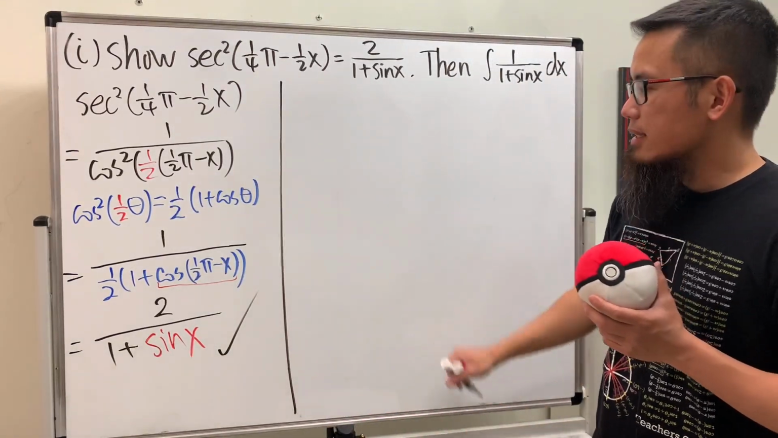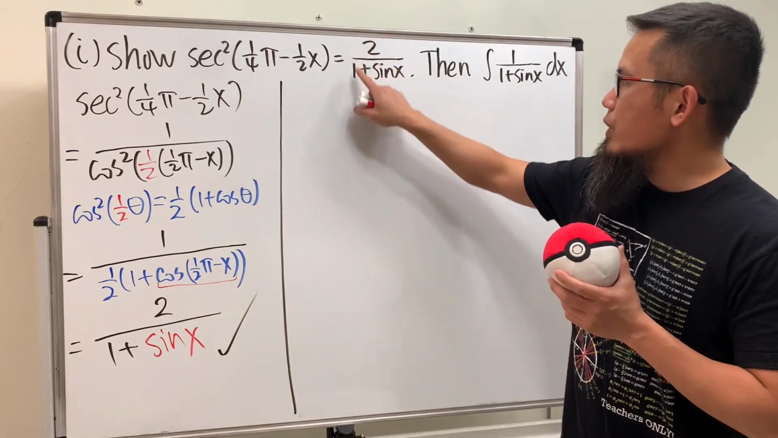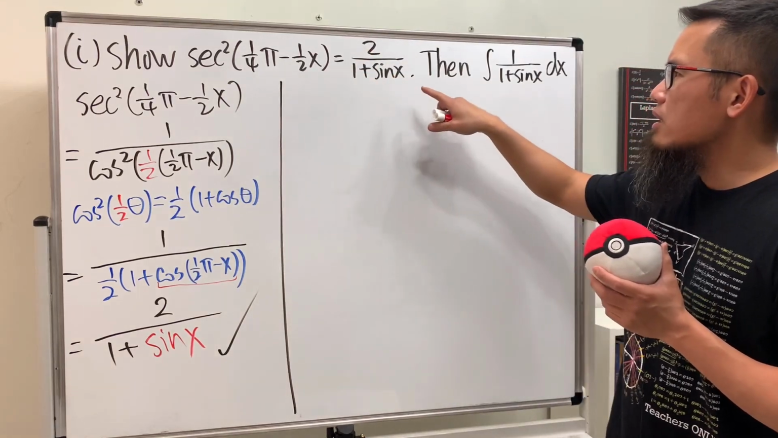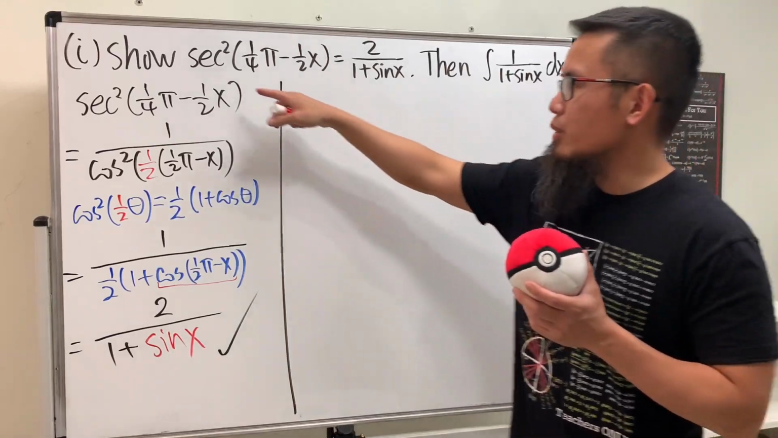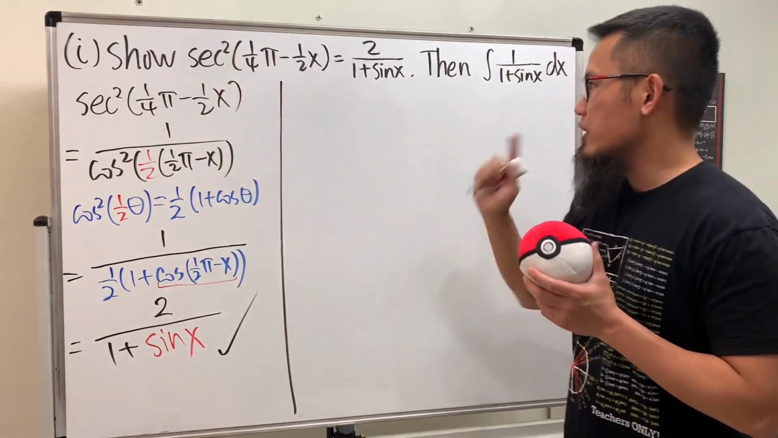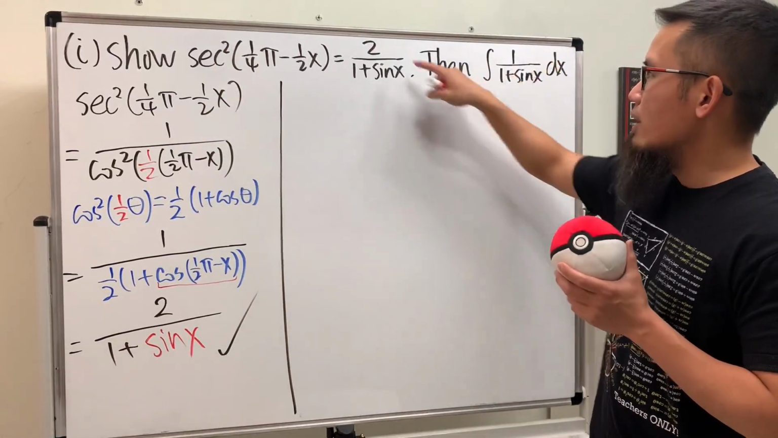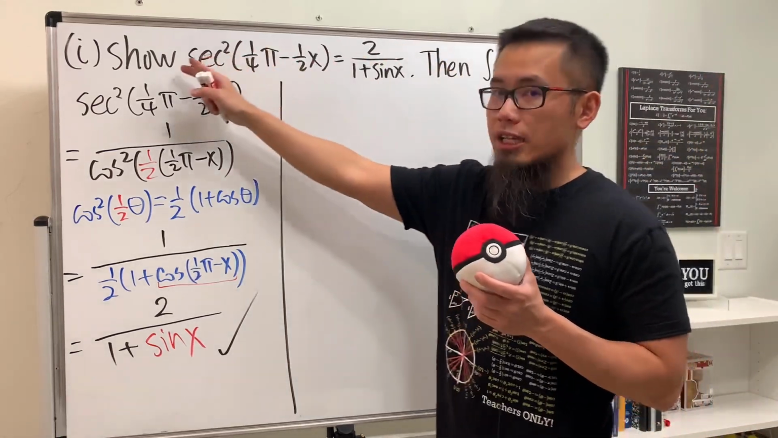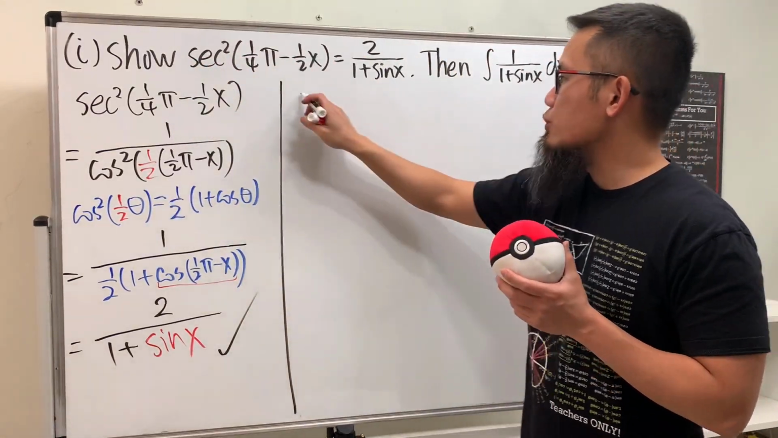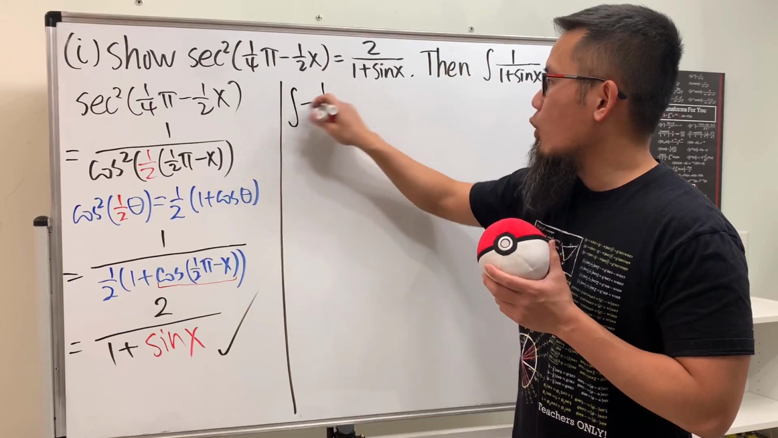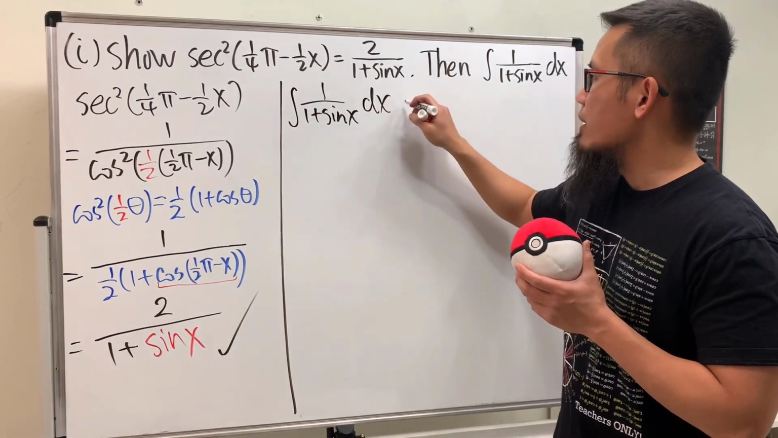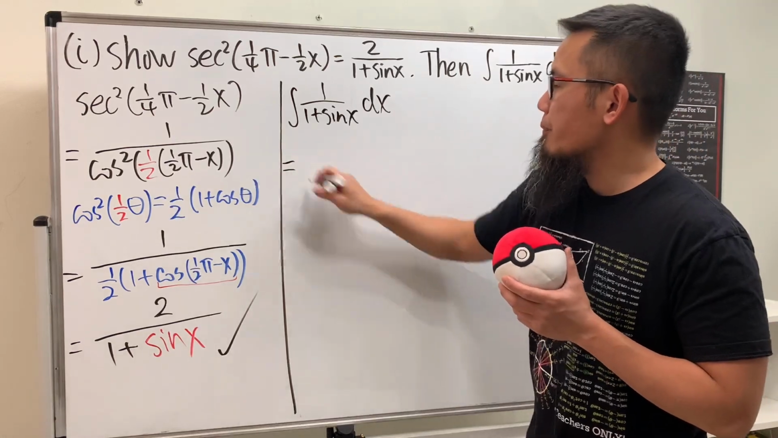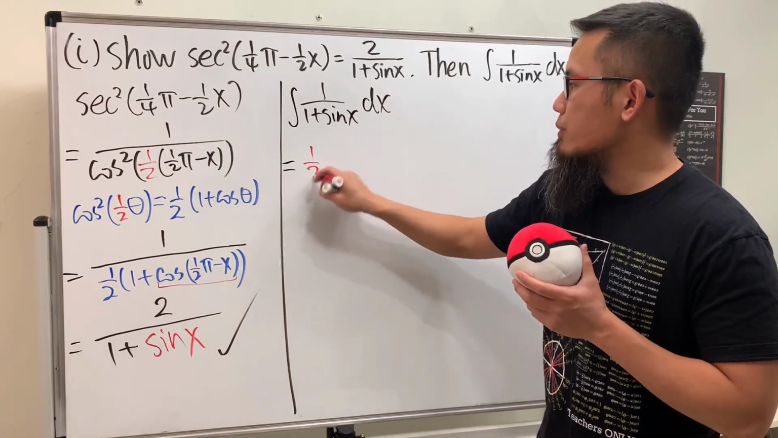You can see that, well, we can just go from left to right, right? Because the truth is, to integrate this, not ideal, but we like to integrate secant square. Check this out. This is a 1, this is a 2, so we will have to divide both sides by 2. This right here, let me just write it down again. The integral of 1 over 1 plus sine x. This right here is actually just equal to, well, we have the 1 over 2, right?